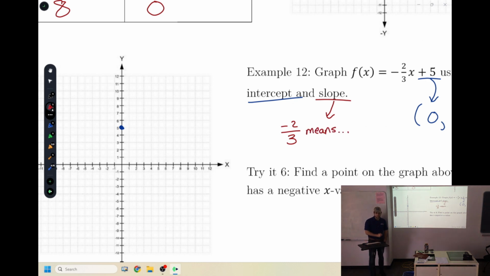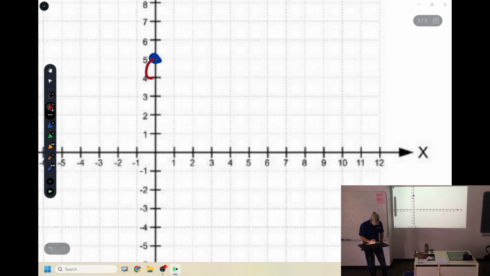Which means, in layman's terms, or in my brain's terms, I draw down 2, right 3. And I always keep that negative on the top. I don't know why. It just makes my life better. Even if it's on the bottom, I just go up top, please. So I'm going to go down 2, and I like to do these little bubble things. Over 3. Put a dot.